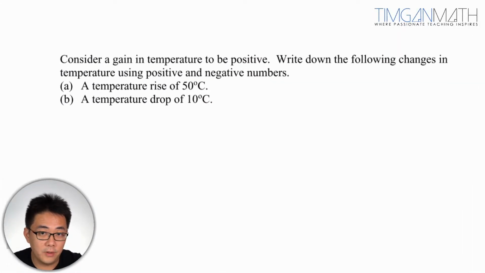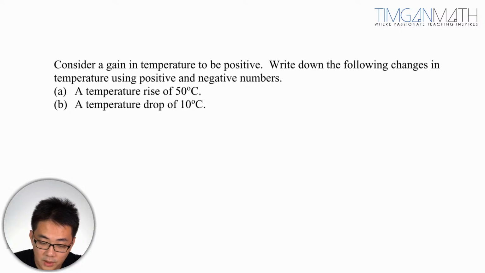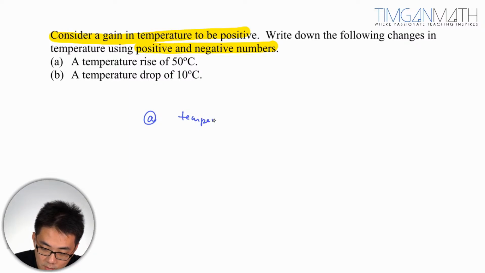Alright students, let's look at this question here, which is on the application of negative numbers. Consider a gain in temperature to be positive. So gain will be positive, right? And write down the following changes in temperature using positive and negative numbers. A, a temperature rise of 50 degrees. So plus 50 degrees, which is just 50 degrees.